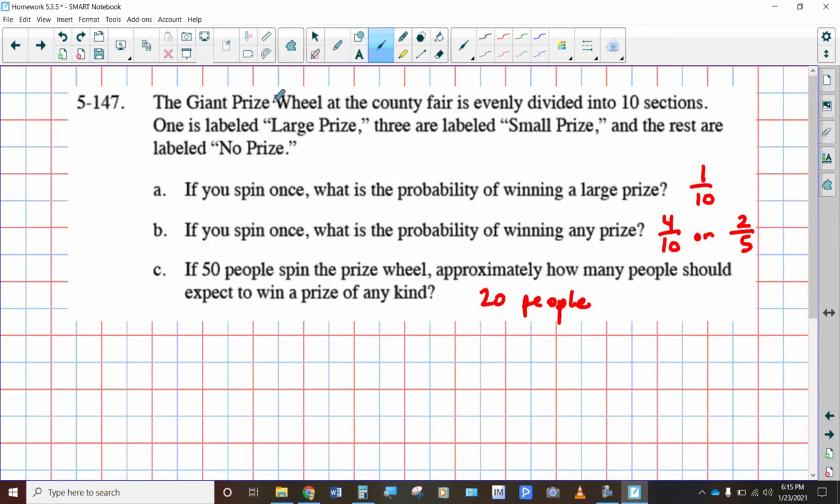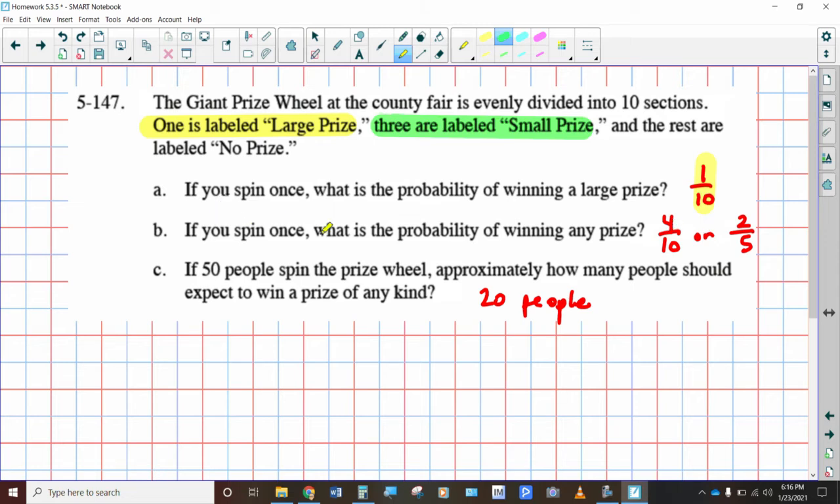Probability problems. The giant prize wheel at the county fair is evenly divided into 10 sections. So that's going to be my denominator. One is labeled large prize, 3 are labeled small prize, and the rest are labeled no prize. So the large prize would be a 1 out of 10 probability. The small prize would be 3 out of the 10.